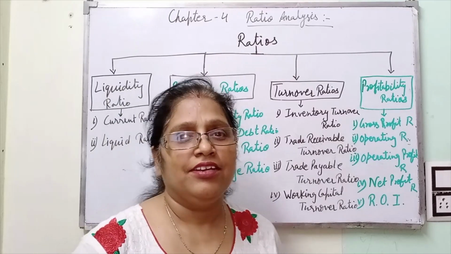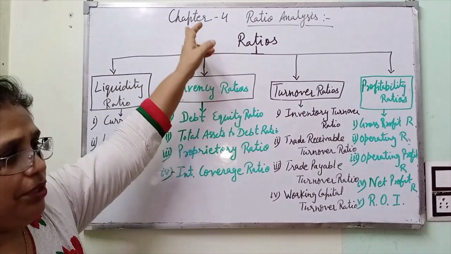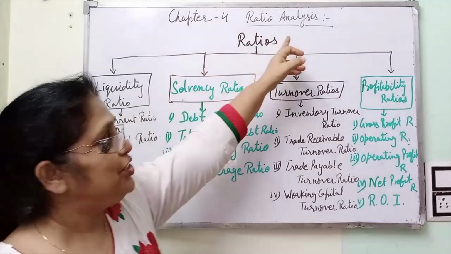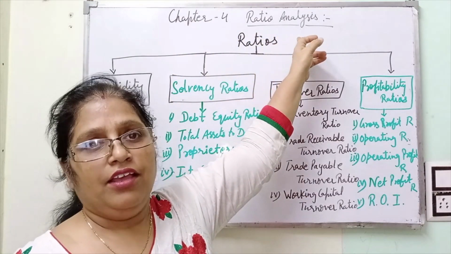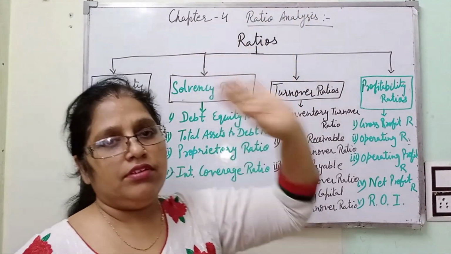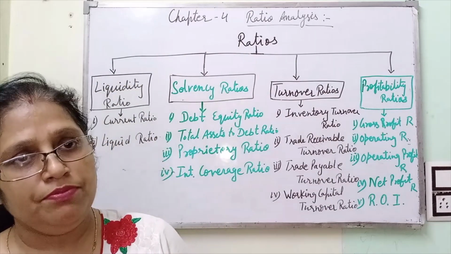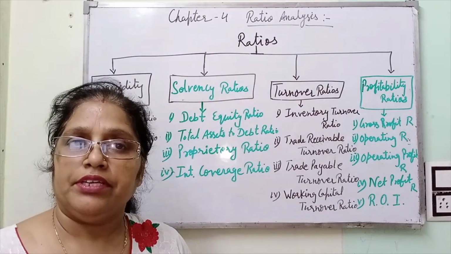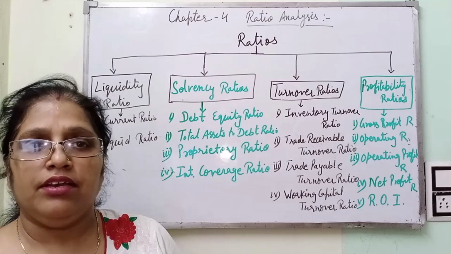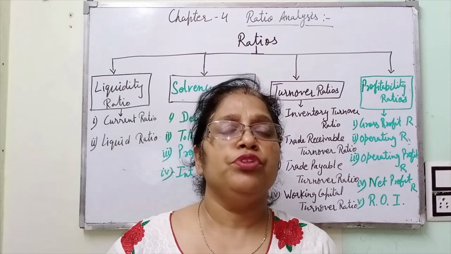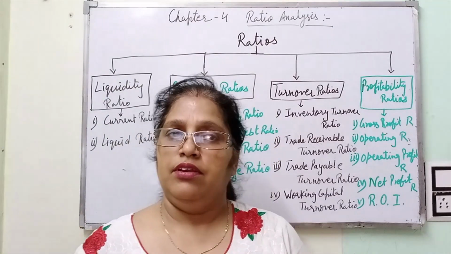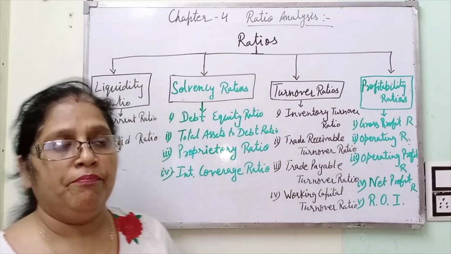Hello students, today we will do chapter 4, ratio analysis. Now we have clarified the meaning of ratio. I am just recapitulating it. Ratios are the expression of two or more variables in arithmetical form.